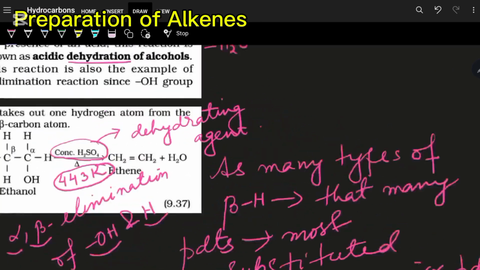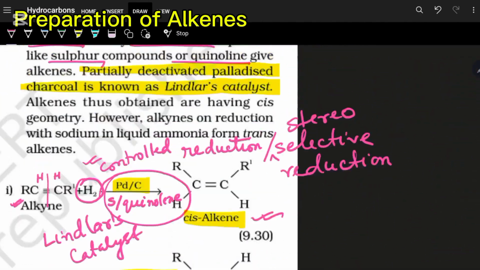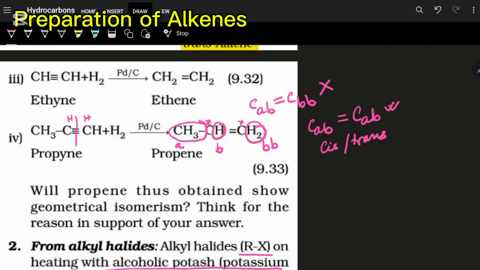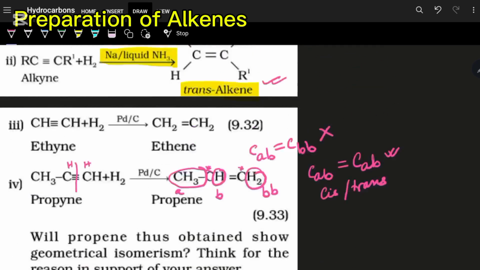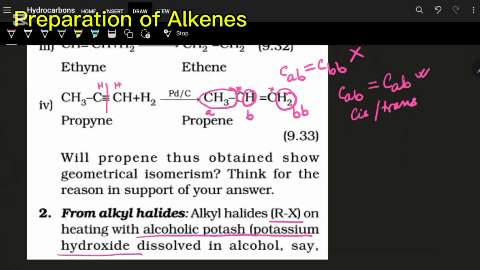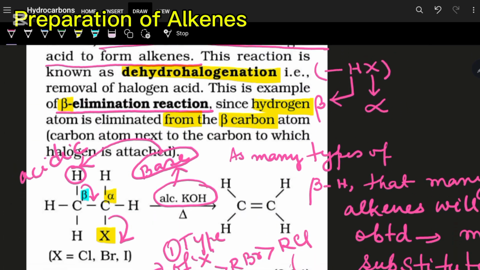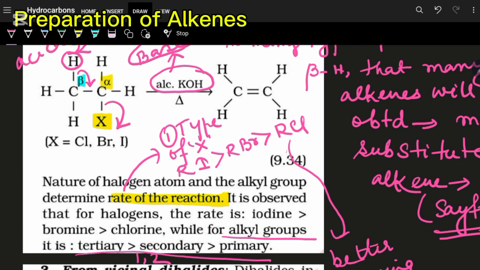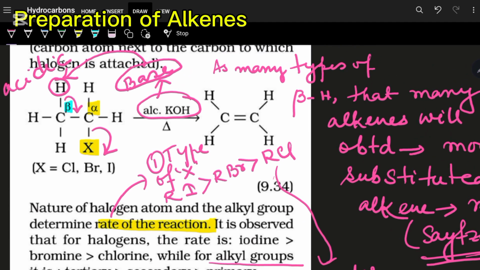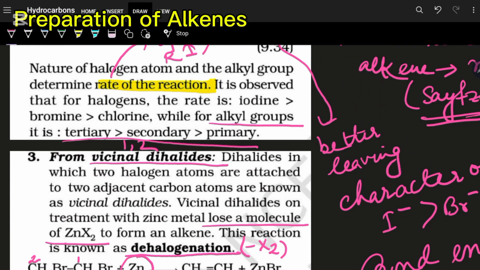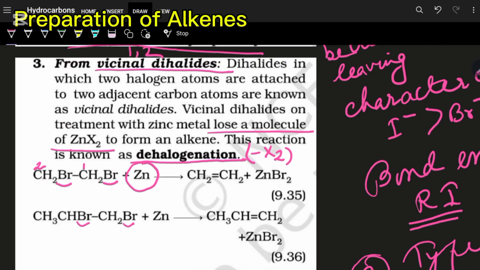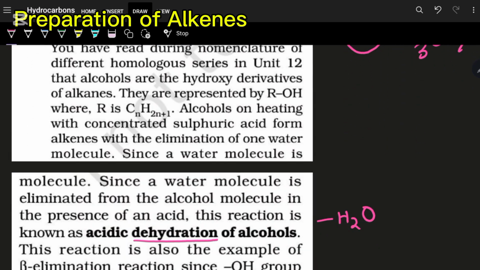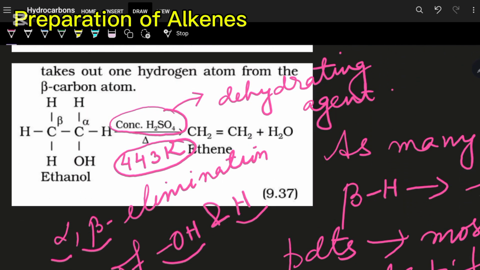So these are the things. See a gist of it. Do recall all the points. How to get a selective product, cis-alkene, trans-alkene, by changing the catalyst. What is Lindlar's catalyst? What is the function of sulfur or quinoline? Then what type of product you will get by the dehydrohalogenation reaction? Why is it beta elimination? Why is the beta hydrogen acidic in nature? What factors does the rate of the reaction depend on? Then here, vicinal dihalide losing X2 and forming ZnX2. And finally, acidic dehydration of alcohol and its mechanism.